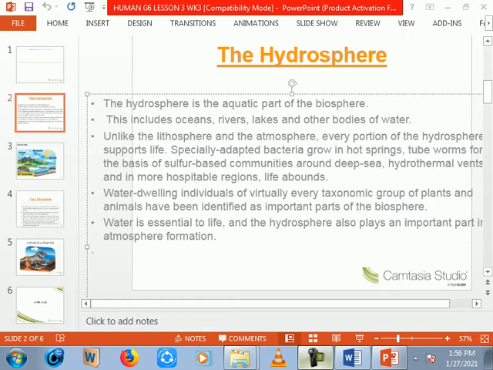So here I am now with the hydrosphere's explanation. What is this? The hydrosphere is the aquatic part of the biosphere. This includes oceans, rivers, lakes, and other bodies of water. Unlike the lithosphere and the atmosphere, every portion of the hydrosphere supports life. Hydro means water, so water is life. That's why we are saying every part of the hydrosphere supports life.